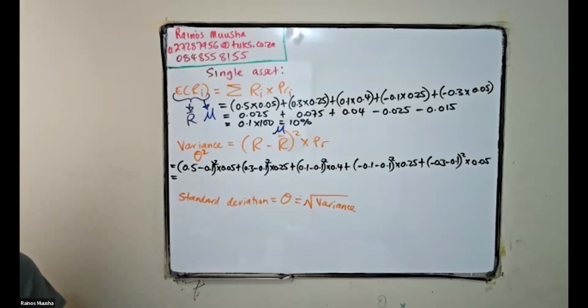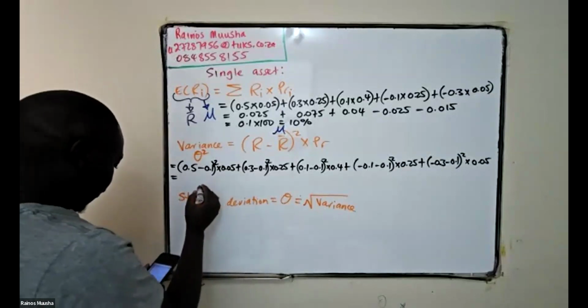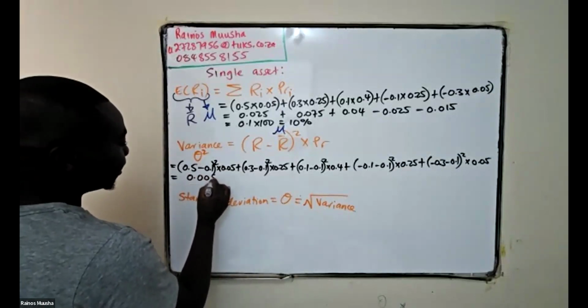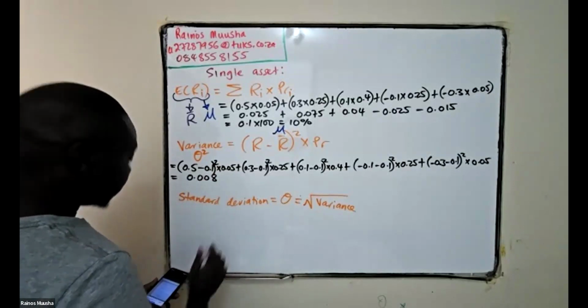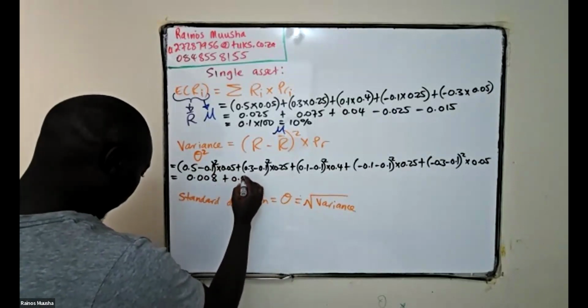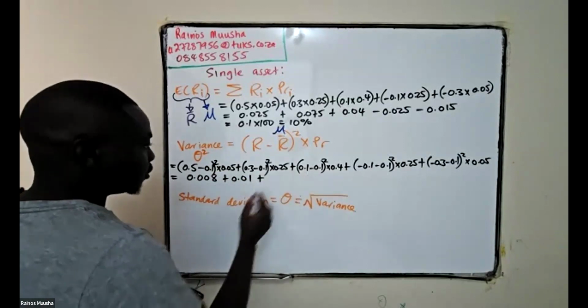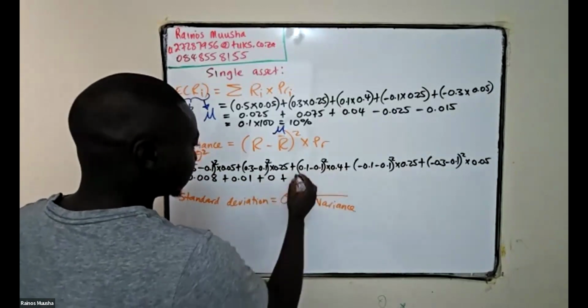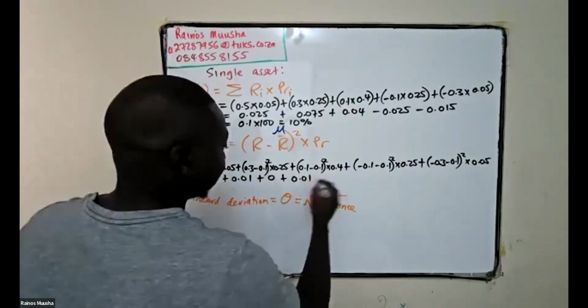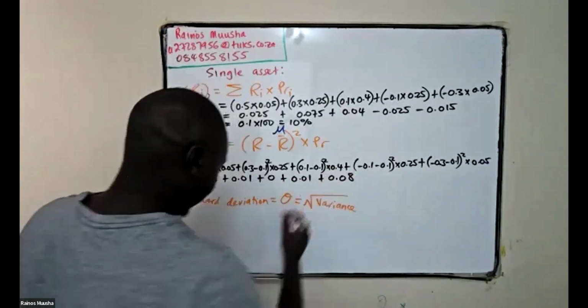So how much would you get as the variance? I'm getting 0.036. Yes, that's correct. Because for the first one, you must be able to get a figure of 0.008. Then the second one, you must be able to get a figure of 0.01. The next one is 0. And the next one is 0.01. And then the last one would be 0.08.